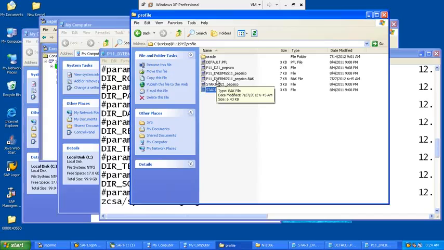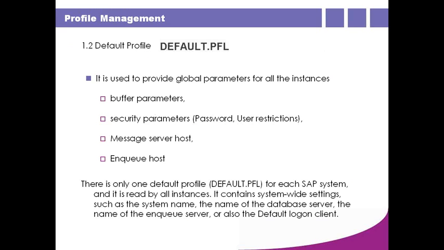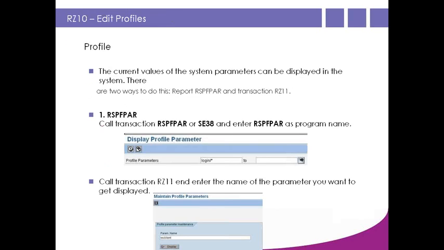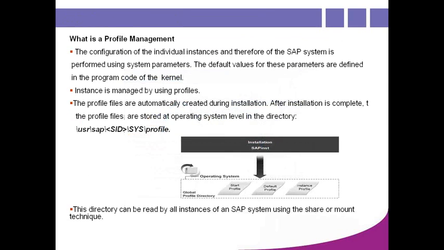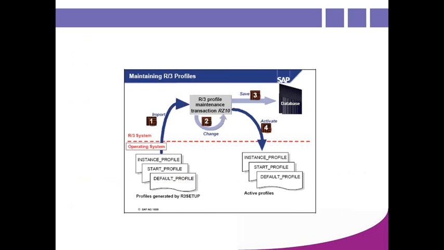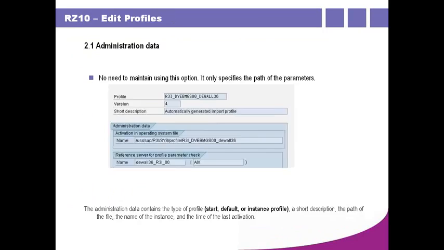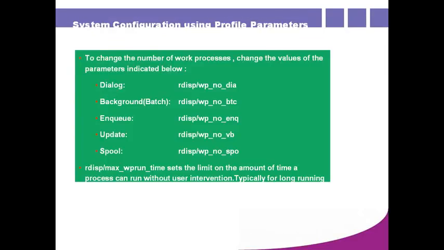The profile maintenance can be done using two ways. One is OS level, second is from SAP level. OS level, obviously you know this, by opening with Notepad and you can change. In SAP level, we can change using the transaction codes RZ10 and RZ11. Before going to that, one more slide I am sharing with you. After that, I will tell about this.